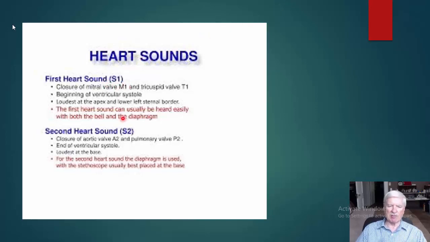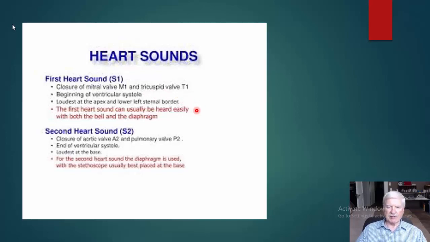They're designated S1 and S2. The first heart sound is the closing of the mitral valve, also known as the bicuspid valve on the left side of the heart, and the tricuspid valve. These are known as the atrioventricular valves because they're between the atria and the ventricles. This happens at the beginning of ventricular systole. The ventricles starting to contract increases the pressure in those chambers, and it closes the valves behind them. It's loudest at the apex and over the left sternal border.